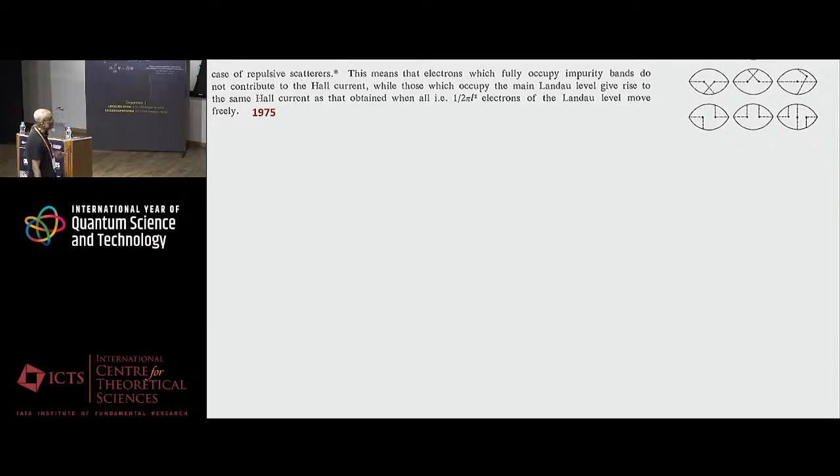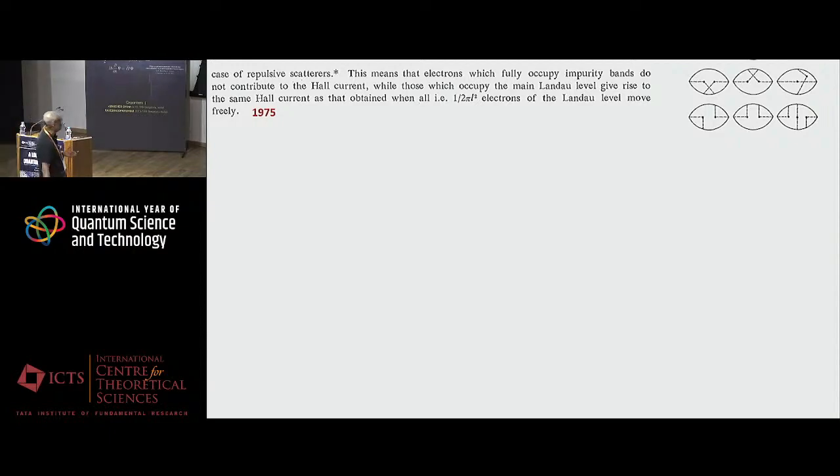And so they calculate a set of leading order diagrams. We know what the leading order diagrams are. You can write them down obeying Ward identity. And then it says, this means that electrons which fully occupy impurity bands do not contribute to the Hall current, while those which occupy the main Landau level give rise to the same Hall current as that obtained if all the electrons of the Landau level are full. So it's an effective prediction that the electrons that are localized would not contribute, but the rest of the electrons go faster and contribute to the Hall resistance.